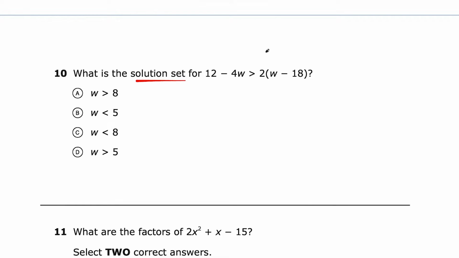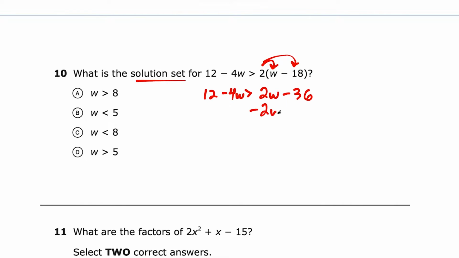And there's a few ways we could do this, but one way would be to start by distributing the 2. So I could do 2 times w is 2w, and 2 times -18 is -36. And now everything else just carries down. We have our greater than sign, and the left side is 12 minus 4w. So now from here, what we could do is we could get the w's to the left, so that when we solve, it'll say w is greater than or less than, depending on how this question goes.